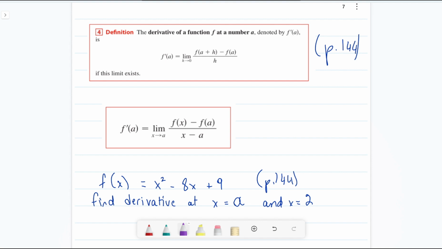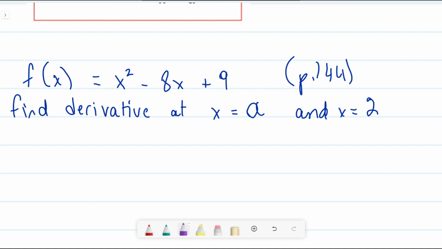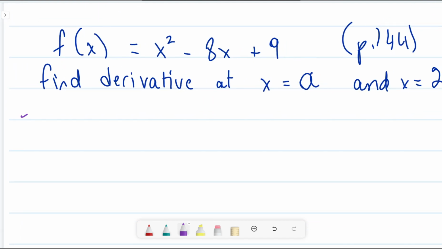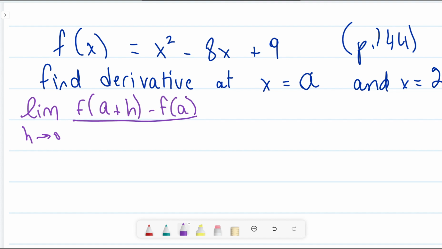So now we will use any of these formulas to compute the derivative at x equals a and at x equals 2 of the function f of x equals x squared minus 8x plus 9. So I will choose the formula with the h. So let's compute the derivative. Limit of f of a plus h minus f of a divided by h as h approaches 0. So what is f of a plus h?